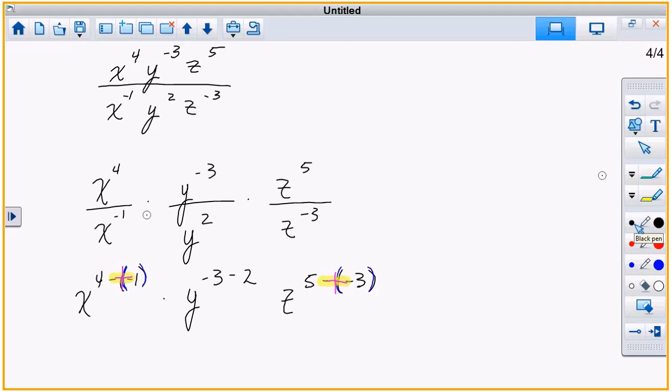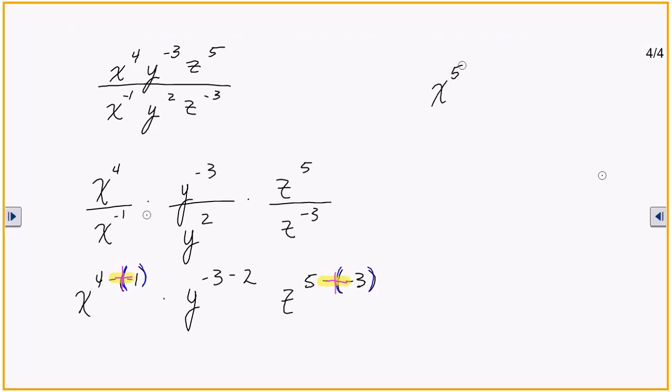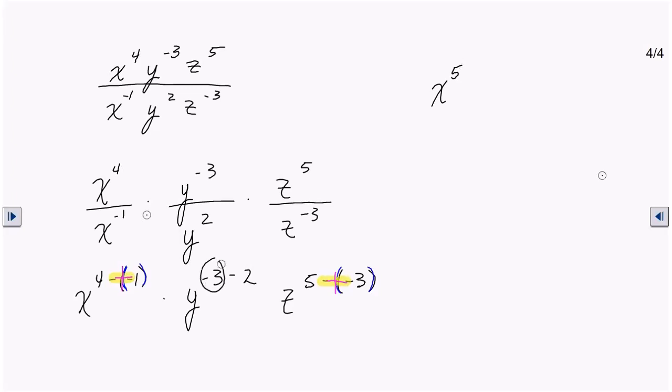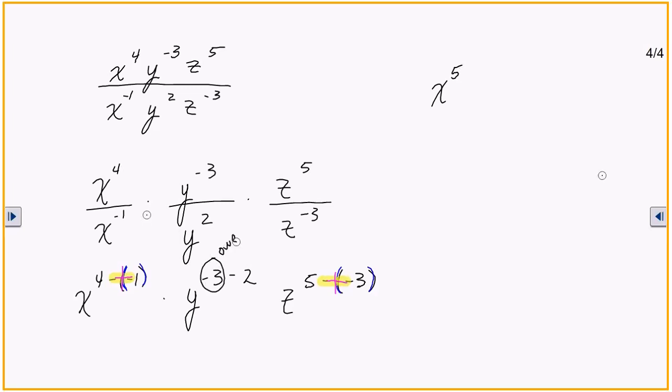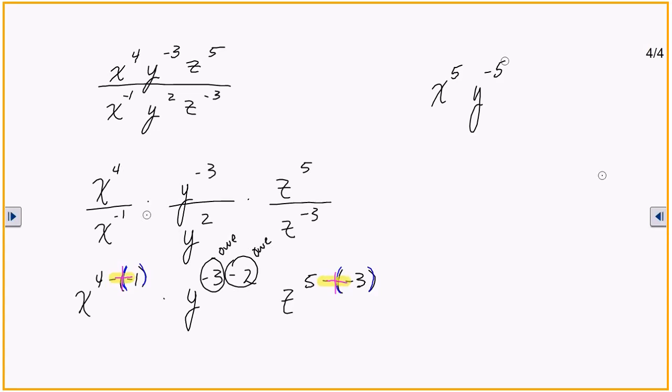4 plus 1 is 5. You owe $3, you owe $2, then you owe $5. And then z to the 5 plus 3 is 8.